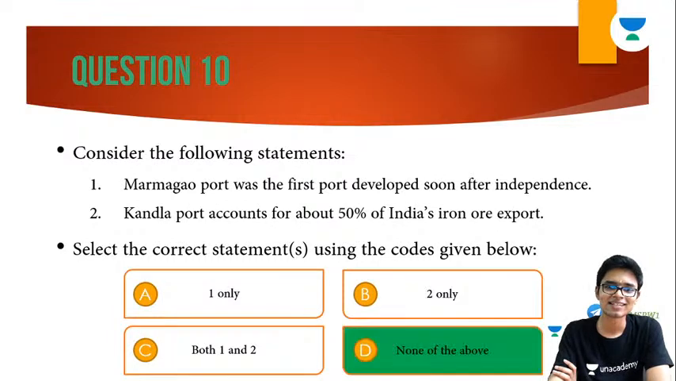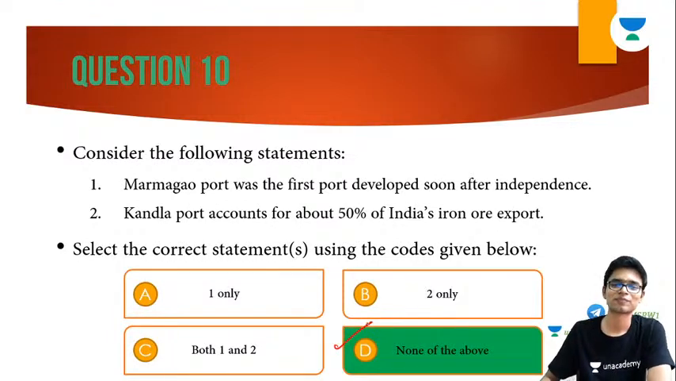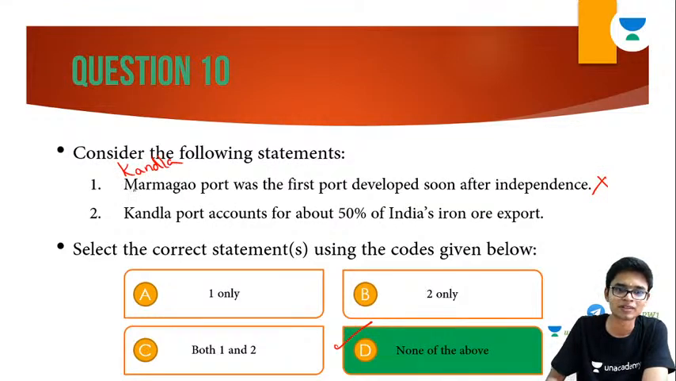10th question. It is D, none of the above. Marmagao port was the first port developed soon after independence. Wrong. It is actually the Kandla port. Second one, Kandla port accounts for about 50% of India's iron ore export. No, that is Marmagao port.